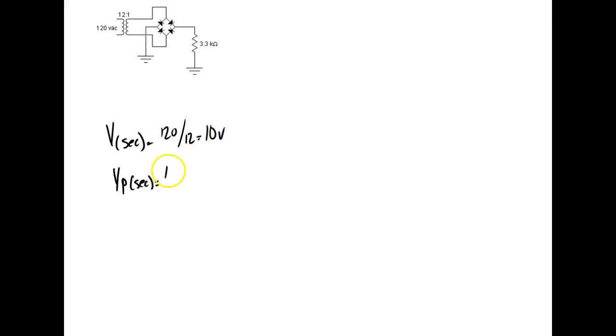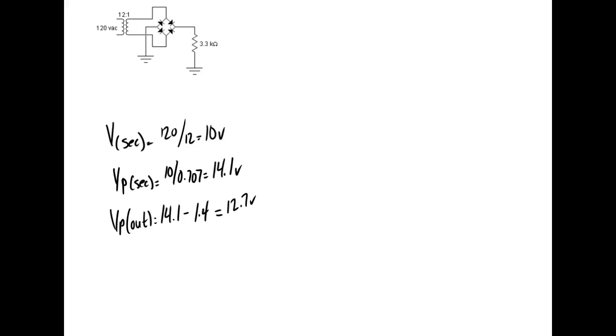Then I'm going to calculate V peak secondary. This is going to be equal to 10 volts divided by 0.707. What does that give us? Then I'm going to calculate what we refer to as V peak out. This is on the other side of the diodes. This is going to be 14.1 minus 1.4 volts. Why 1.4 here? Now it's going through two diodes, right? 0.7 of a volt per diode. What does that give us? 12.7?